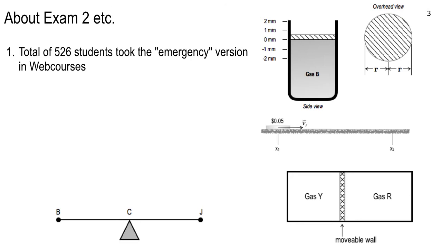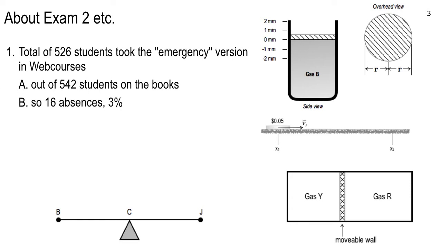Now, a total of 526 of you guys took the emergency version in web courses. And that is out of 542 in the 2 lecture sections that are officially on the books. So that means that there were 16 students absent, and that's about 3% absentee rate. So that's pretty good.